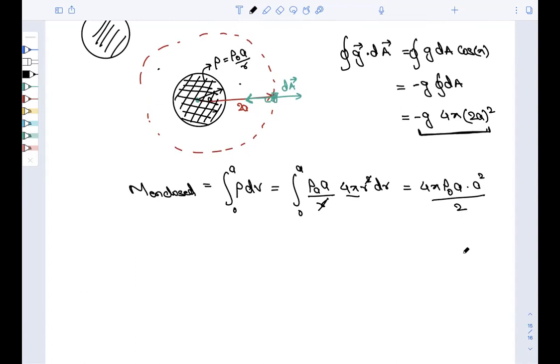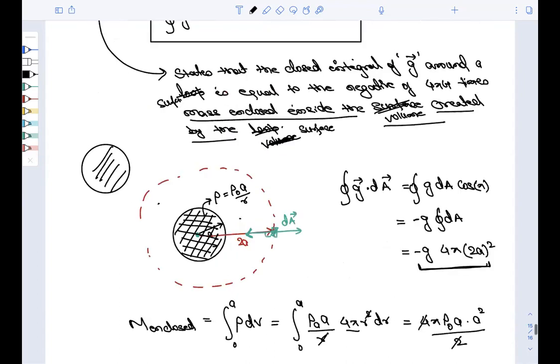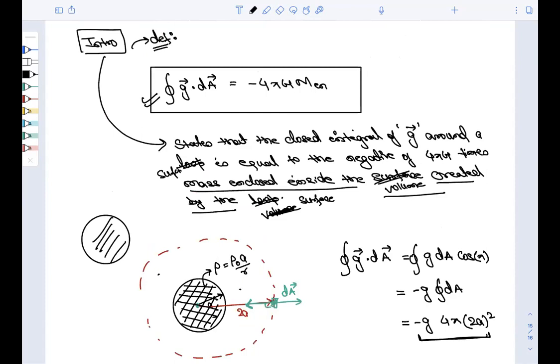4 pi dr A square by 2. So it will be 2 pi rho naught A cube. Now putting this in this equation, so what will be this?